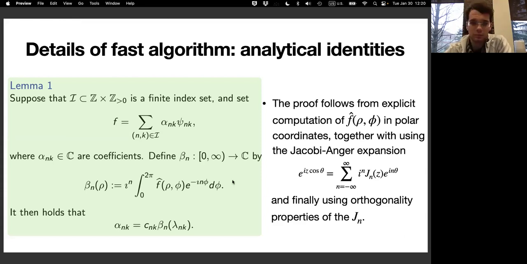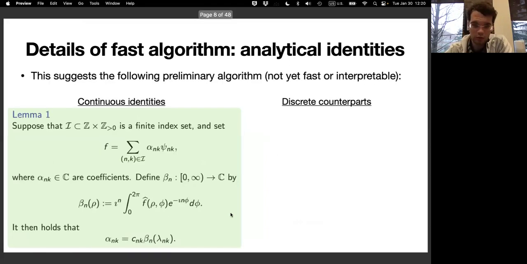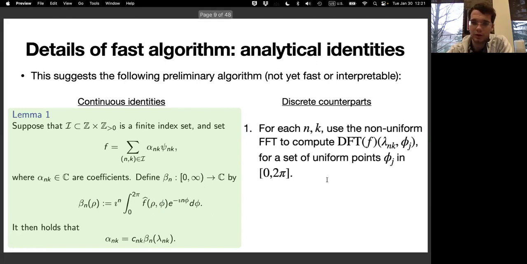Okay. So this is this analytical identity that we have. And now we want to try to capture this in an algorithm and do this discretely. So what do we do? Well, we can take the continuous identity and just plug in the natural discrete counterparts and see what happens. Here we have a continuous Fourier transform, so we'll just replace that by a DFT. That's the first step. So we want to compute the DFT at all the points that we care about. And which points are those? Well, the radii that we care about are all these lambdas. So we compute the DFT at all the lambdas.